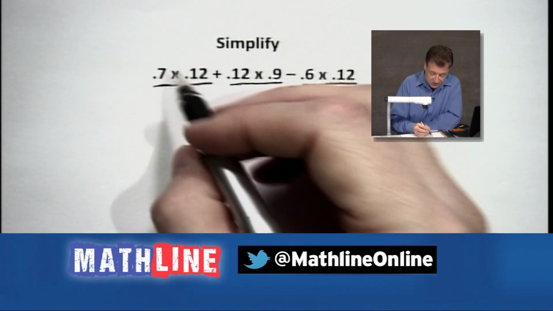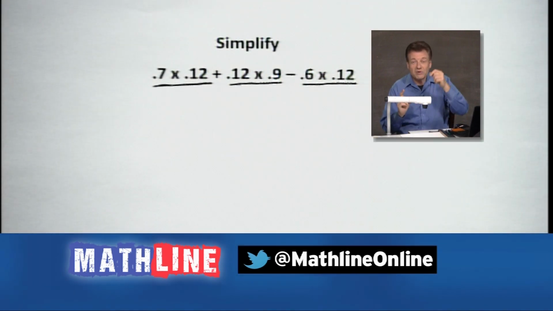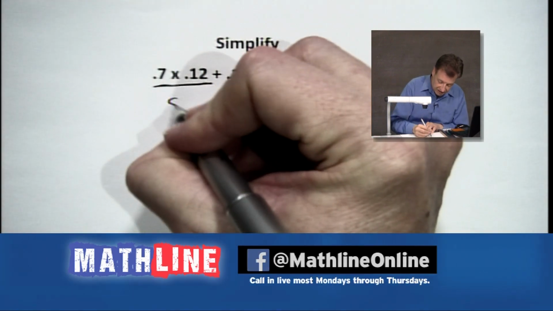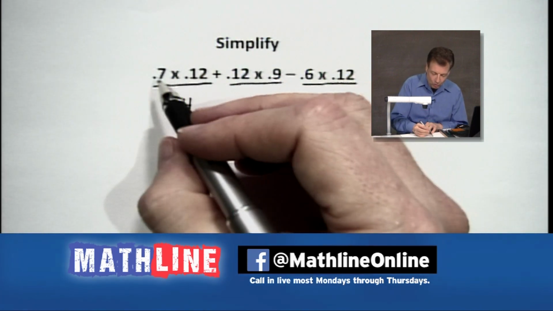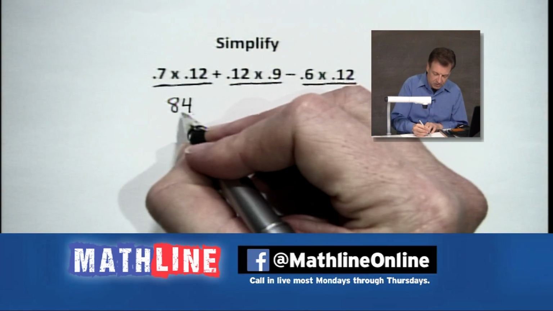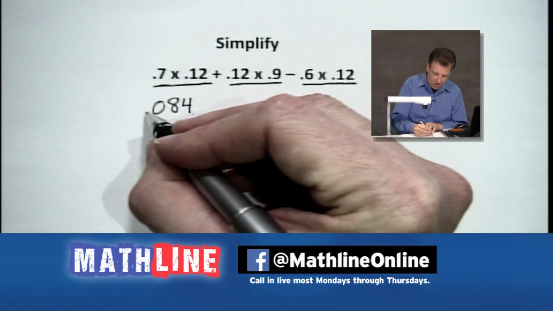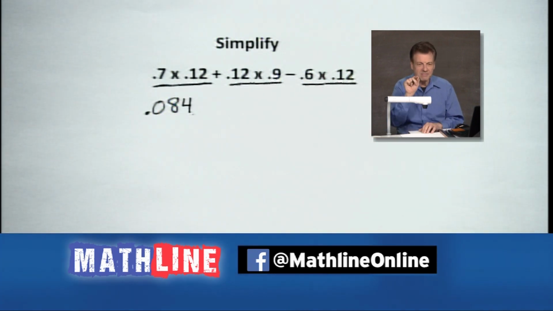Let's multiply. See what we've got. 12 times 7, we got that one under our belts. It's going to be 84. Count your places. 1, 2, 3. So we got to move 1, 2. Uh-oh, need a 0. There you are. Everybody got it? Everybody good?